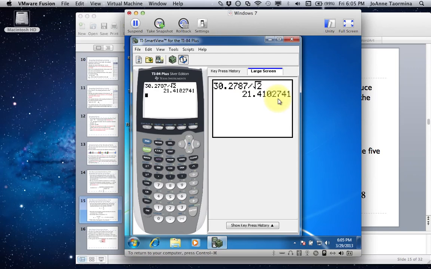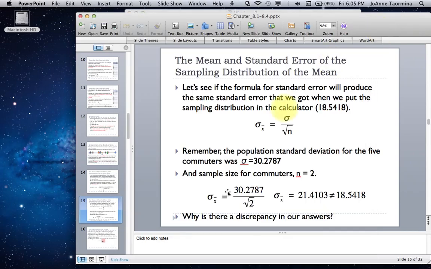So 21.4103, which is not the 18.5418 that we got before. When we put it in our calculator and calculated the standard deviation of the sample means, we got 18.5418. When we use the formula, we have 21.4103. So why is there a discrepancy in our answer if this formula is supposed to produce the same number?